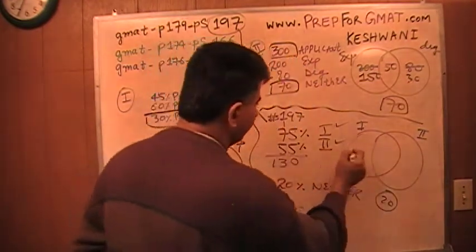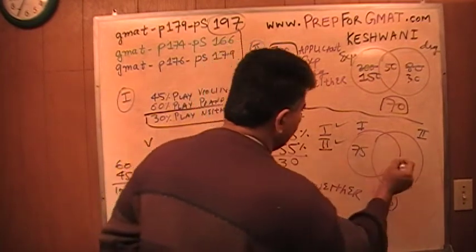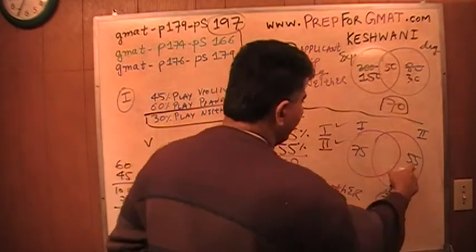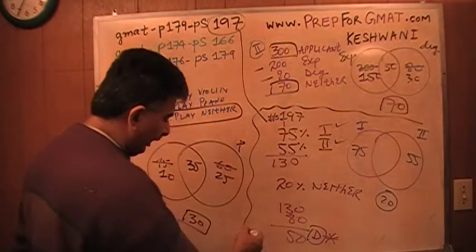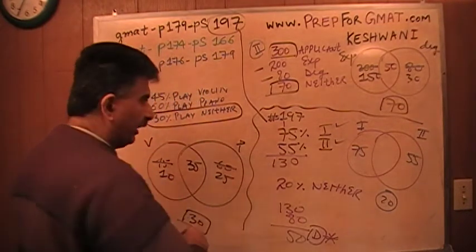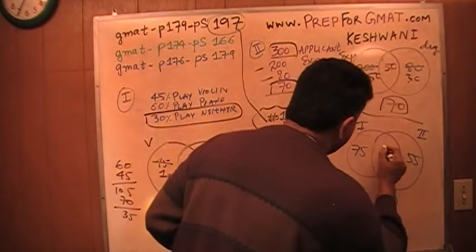But to start out with, I have 75 here, 55 here. When I add up 75 and 55, they add up to 130. That tells me 50 of them are counted twice. So that 50% is the common area. So 50 goes here.